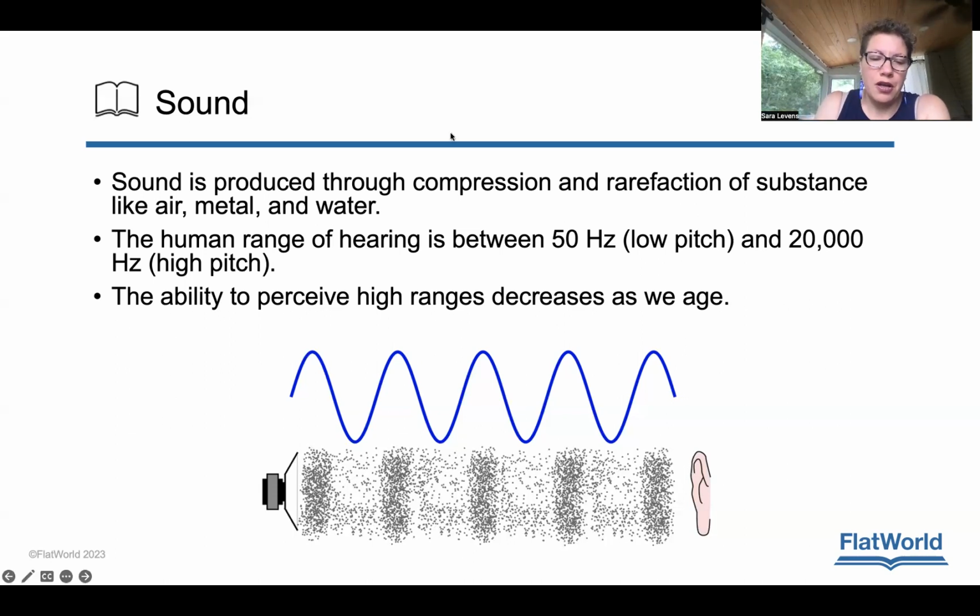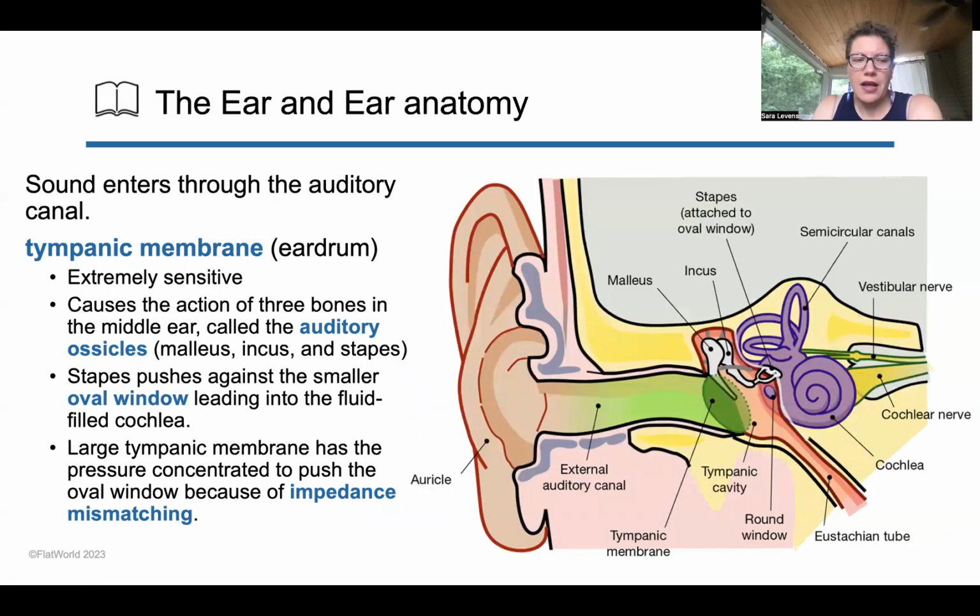So here you can see these little elements of particles, represented in this wave form. And the ear will be detecting aspects of this wave form. So how does this work?